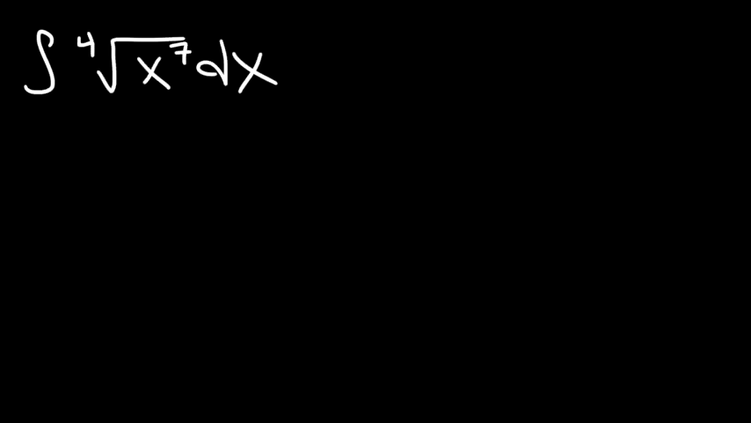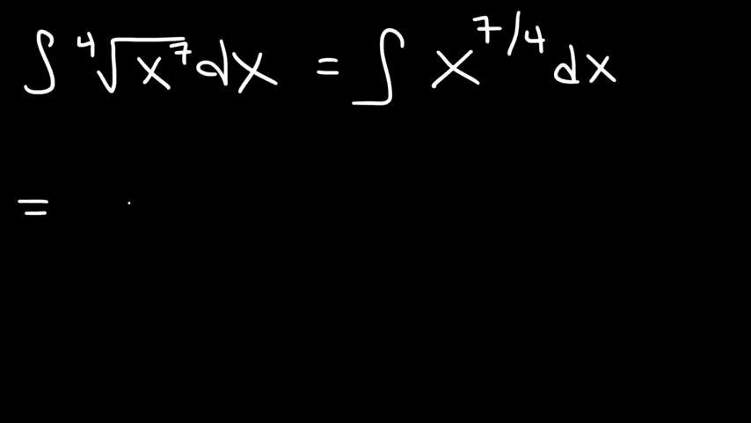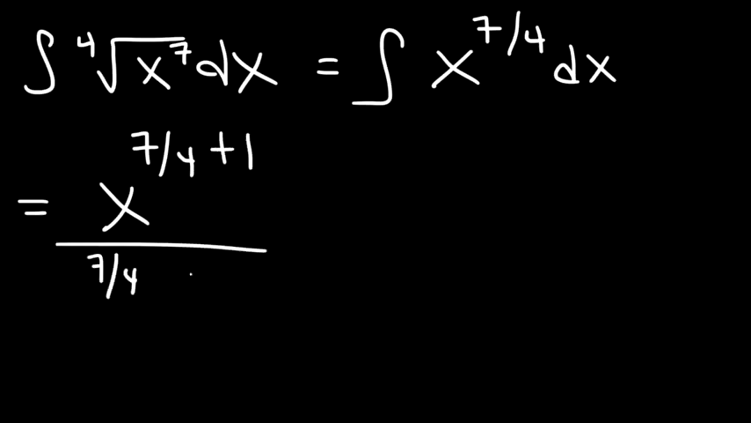Now for practice, let's try another one. Let's try the fourth root of x to the 7th power. So take a minute and work on that example. So just like before, we're going to rewrite it. So this is x raised to the 7 over 4. And now let's add 1. So this is going to be 7 over 4 plus 1 divided by 7 over 4 plus 1.